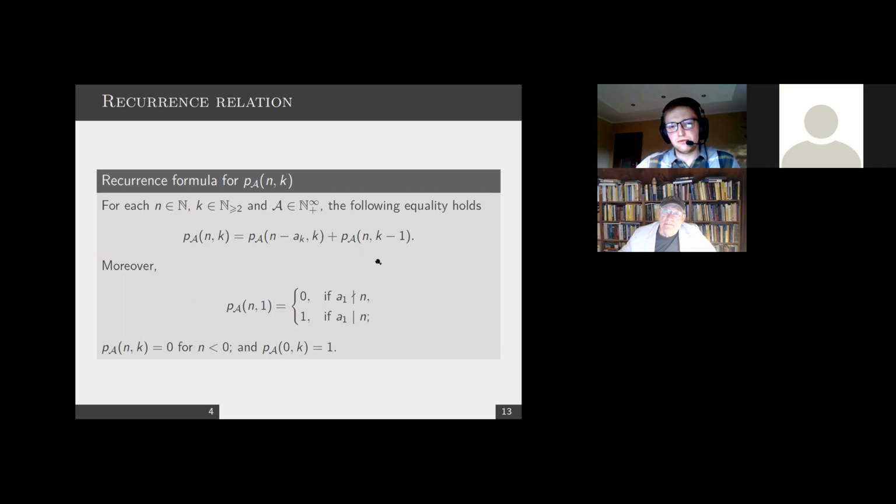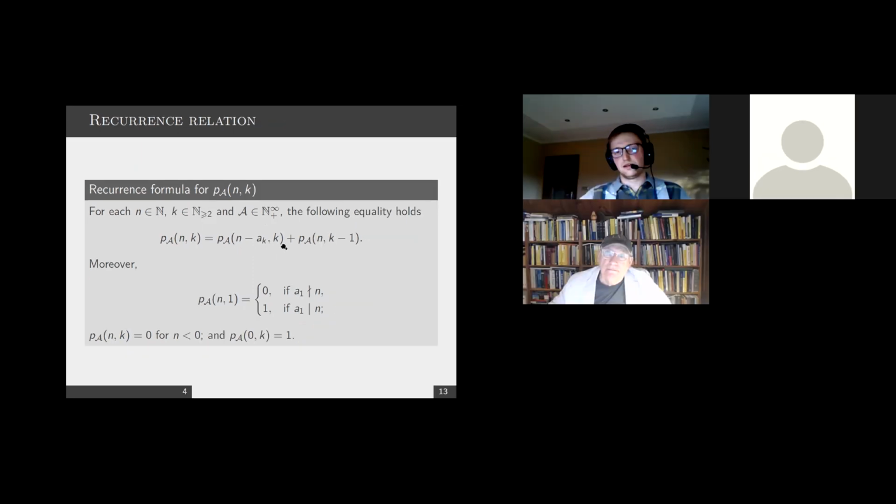This equality can be easily proved because, if we consider all partitions of n, we actually have two possibilities. We can take the part ak, or we do not. If we take the part ak, then we can consider the restricted partition of n minus ak with parts in the multiset a1 up to ak. So this summand is responsible for this situation. And we can also have the situation in which we do not take the element ak.